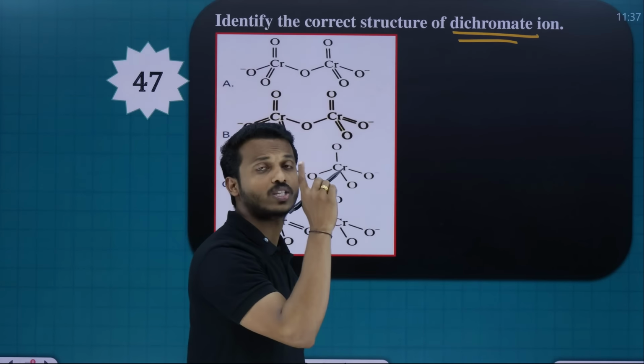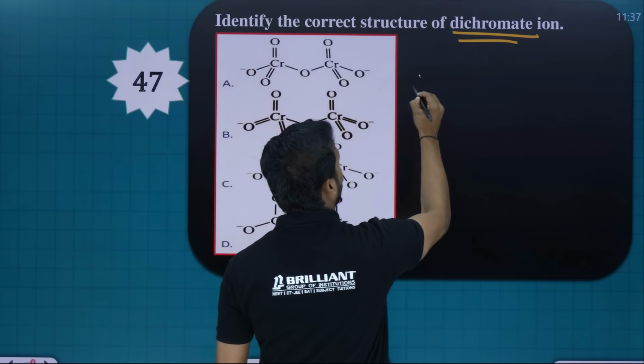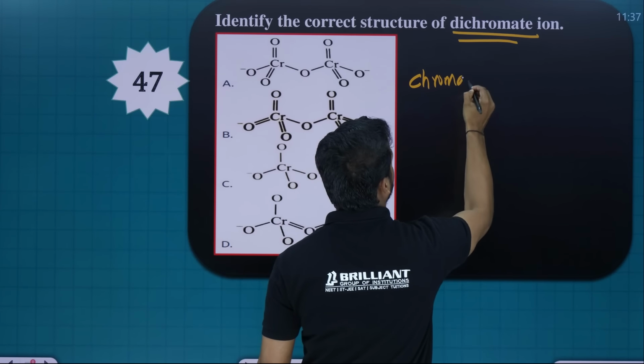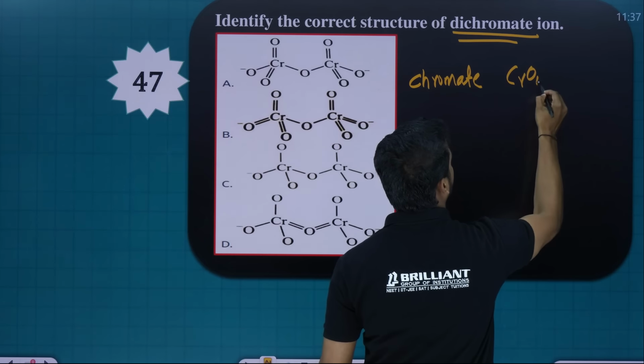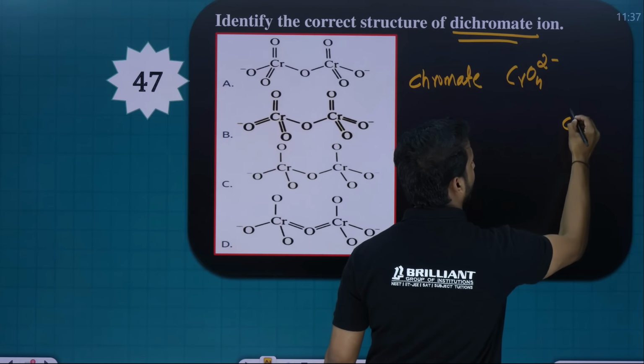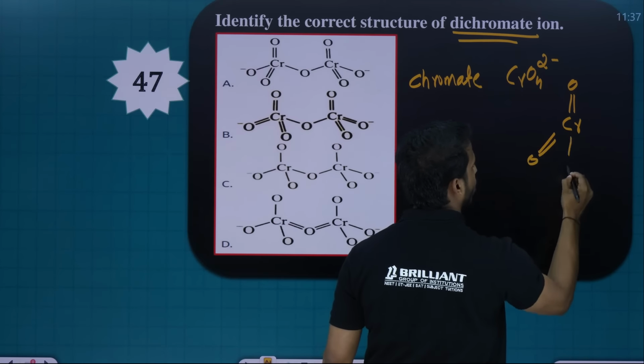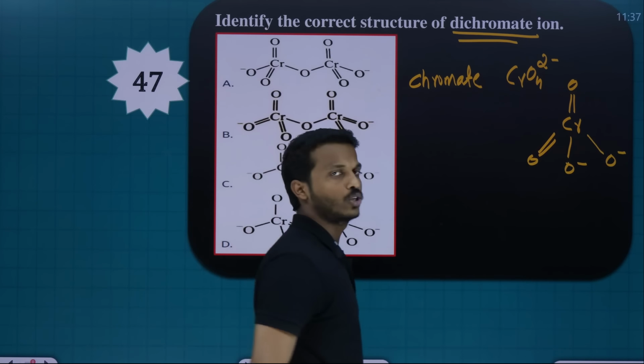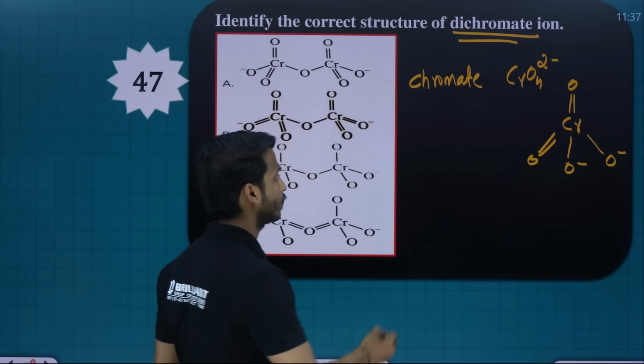Ready? 47. Identify the correct structure of dichromate. Here it is compulsory to know the structure of chromate and dichromate. What is the structure of chromate? CrO4 2 minus, yellow in color. Its structure is tetrahedral, double bond O, O minus, O minus. This is the structure of chromate.